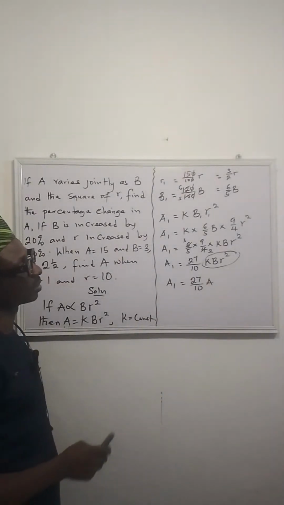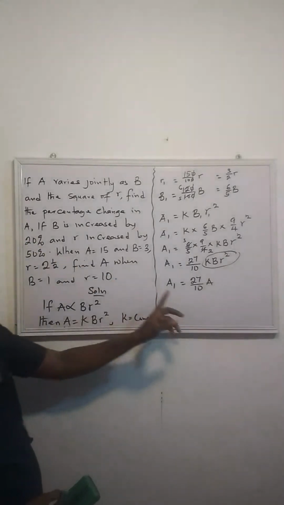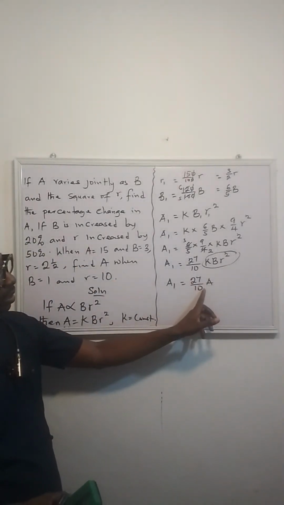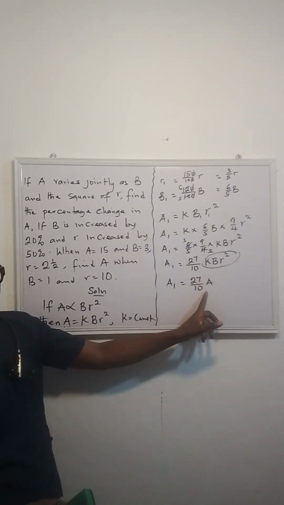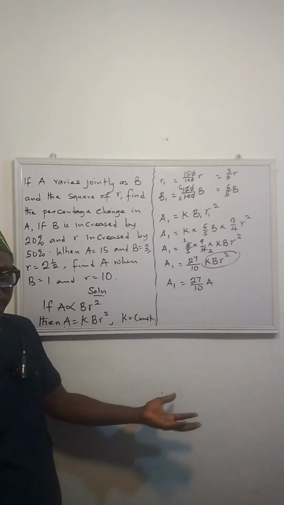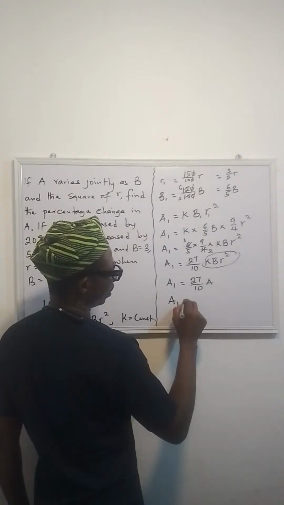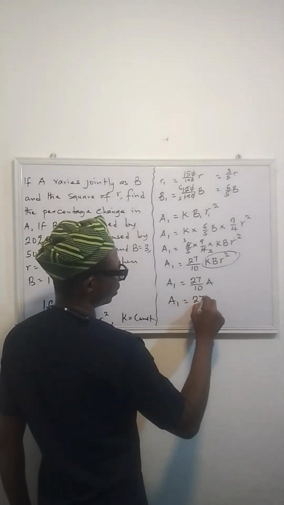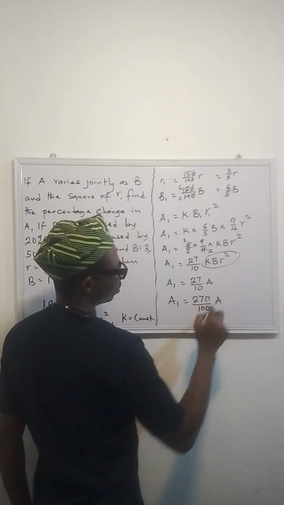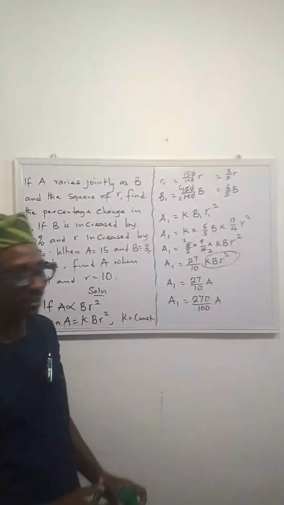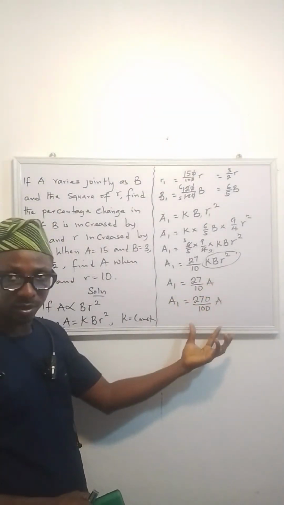So now, because I want to get the percentage increment in A, I should find a way of making the denominator here to be 100. So I will multiply the numerator and the denominator by 10. I've not changed anything, still the same thing. So now I have A1 equals to 270 over 100 A. Can you see that now? All right, so what I have here and what I have here, they are the same thing.